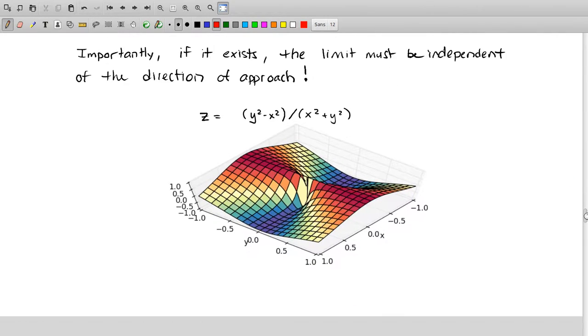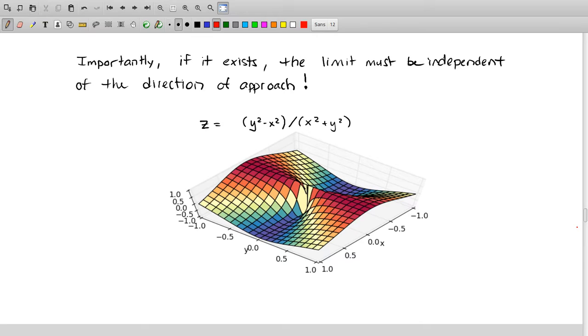Okay, now in higher dimensions than 1, this actually gets kind of crazy, and you can have functions that look like the following. This is what we call a surface plot. Z equals a function of x and y, and I've plotted it in what's called a surface plot of this particular function, and this function has no limit at the origin. Why is that? Because if I approach the origin from the y direction, here, the limit is +1. If I approach it from this direction, the limit is +1.